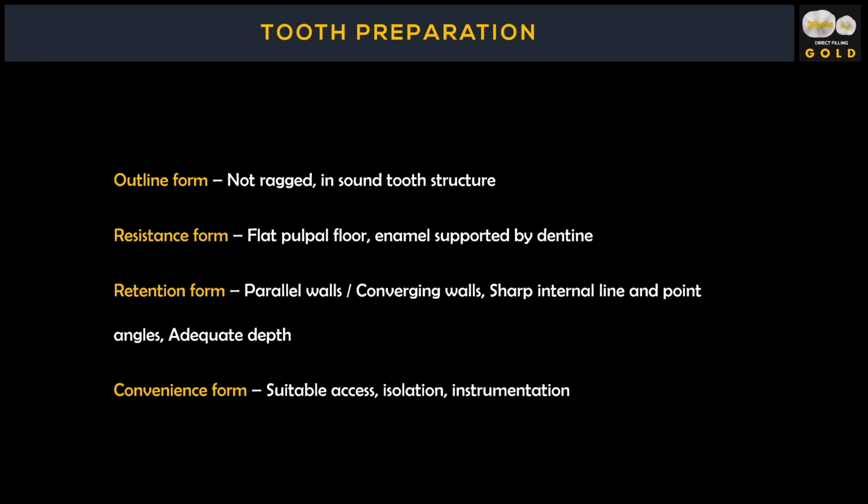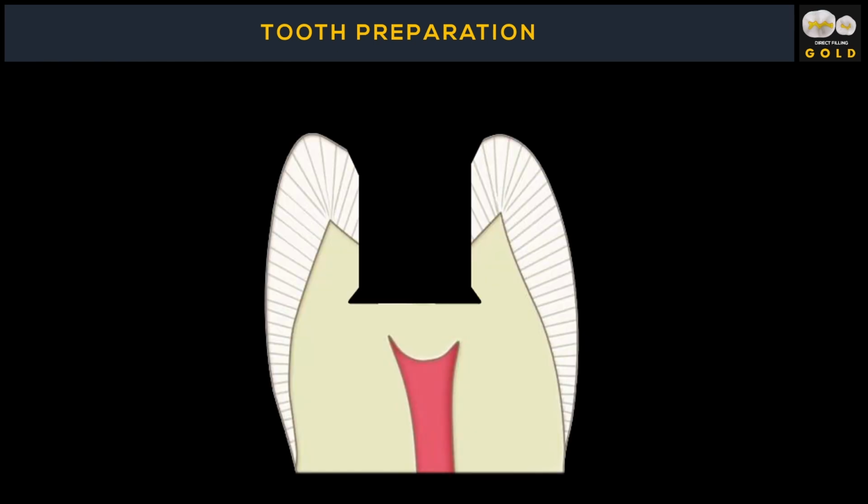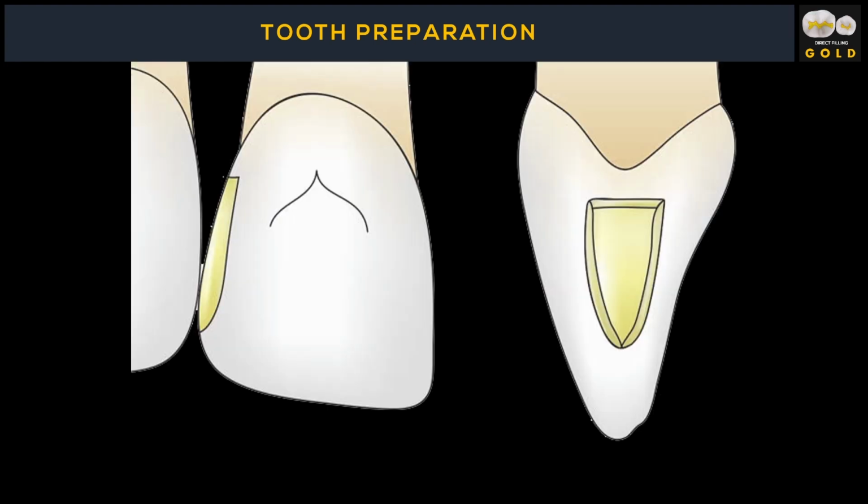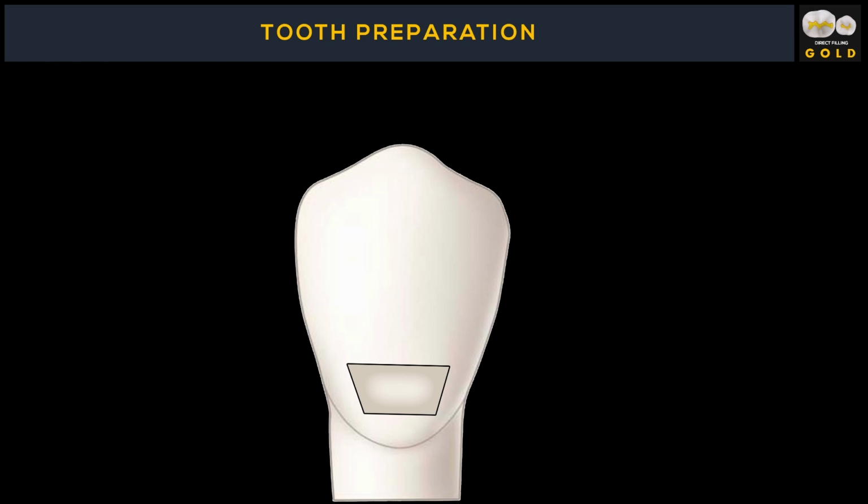So in short, 3 points have to be kept in mind while studying the tooth preparation for direct filling gold. The cavosurface margin should have a 45-degree beveled margin. Walls should be parallel or almost parallel, or there can be a slight occlusal convergence, and the internal line and point angles should be sharp. If you are moving on to the class 3 tooth preparation for direct filling gold, the outline form resembles a triangle with the base of the triangle towards the cervical margin and the apex of the triangle towards the incisal edge. One of the widely indicated uses for direct filling gold is class 5 caries.